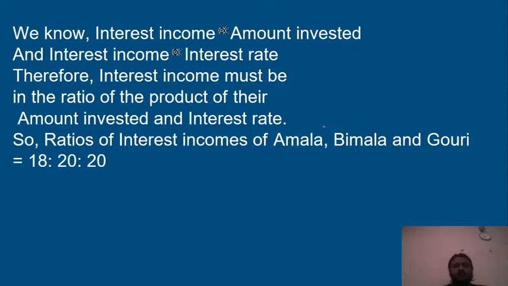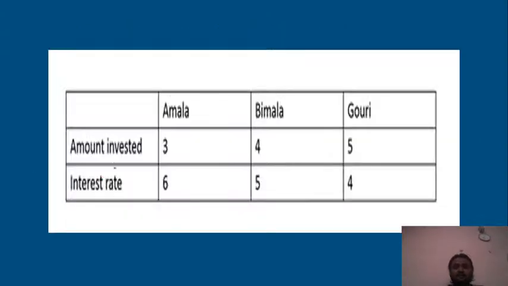So we know that interest income is directly proportional to amount invested and interest income is directly proportional to interest rate. That is, more the interest rate, more is the interest amount. So the ratios of interest amounts will be 18 is to 20 is to 20, and this is very simple. I multiply these two, that is 3 into 6 is equal to 18, 4 into 5 we get 20, and then 5 into 4 we again get 20.